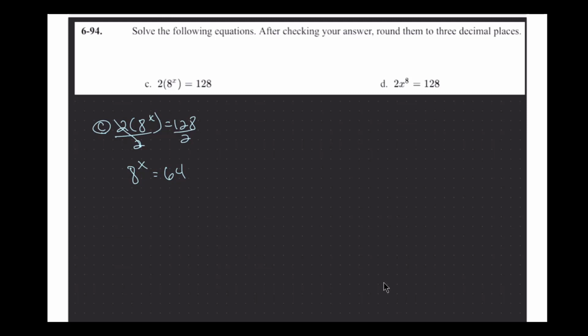So some of you might know what this answer is automatically without even taking the log of both sides. It's 8 to the 2nd, yeah, x is 2, right? 8 squared is 64. So if you can see that on these problems, by all means, you can tell me that x equals 2. If not, you're going to take the log of both sides, right?